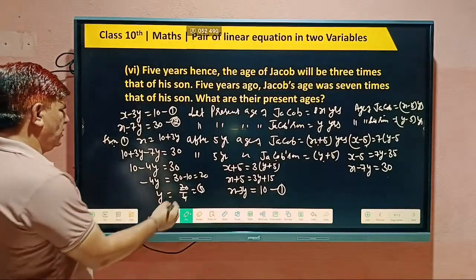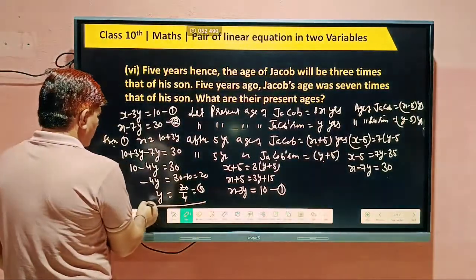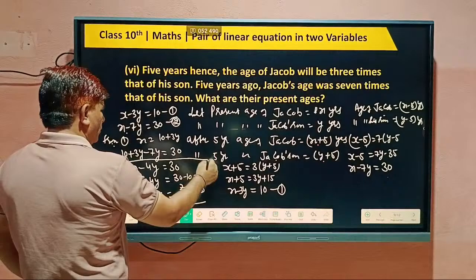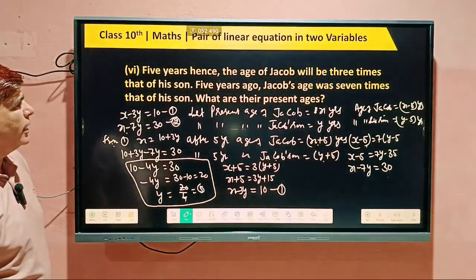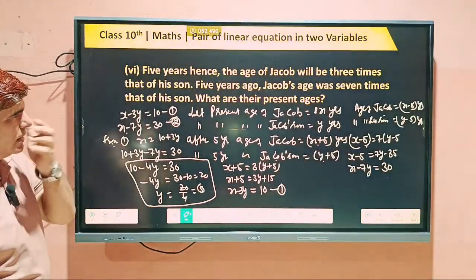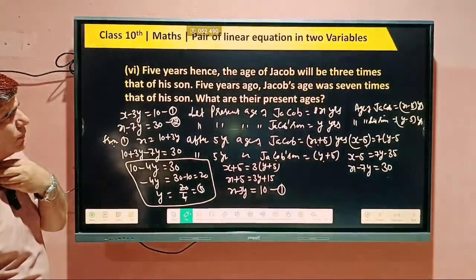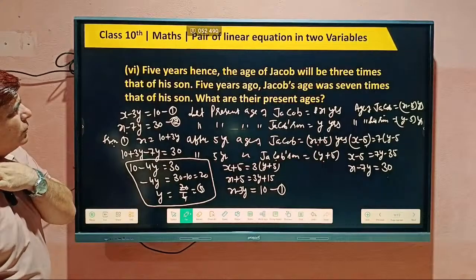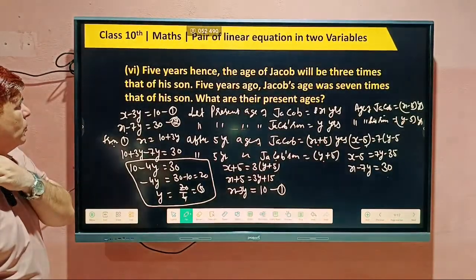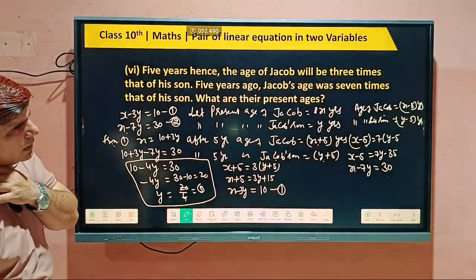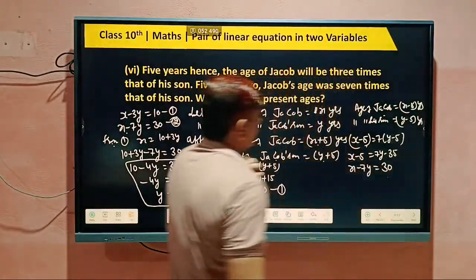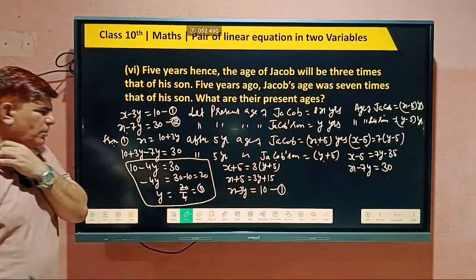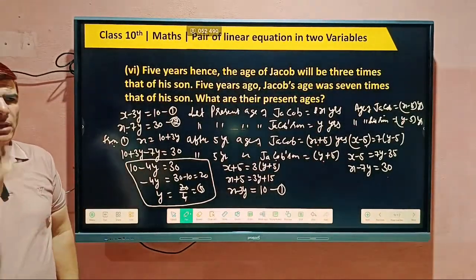So you can do up to here. After this, try to solve it. If you are not able to solve, I can tell you. Understood? So we said let the present age of Jacob be this. So Jacob is x minus 5, son is y minus 5. Jacob's age was 7 times his son's. You can solve. If not able to solve, then I can tell you. Thank you all of you.